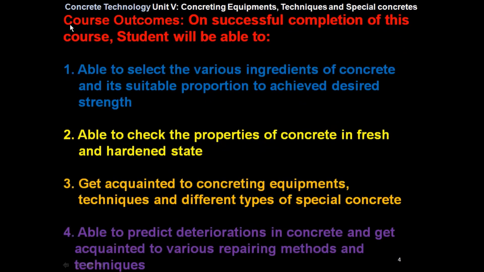Now we will see the course outcomes. On successful completion of this course, student will be able to select the various ingredients of concrete and its suitable proportion to achieve desired strength. Second course outcome, able to check the properties of concrete in fresh state and hardened state. Third course outcome is get acquainted to concreting equipments, techniques and different types of special concrete. Fourth course outcome is able to predict deteriorations in concrete and get acquainted to various repairing methods and techniques.